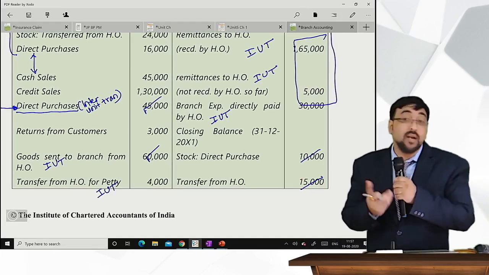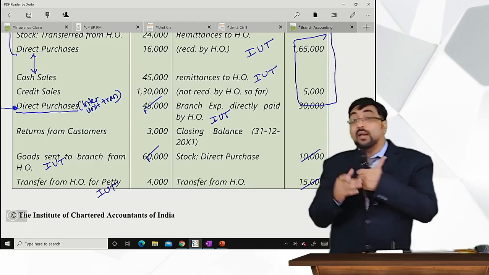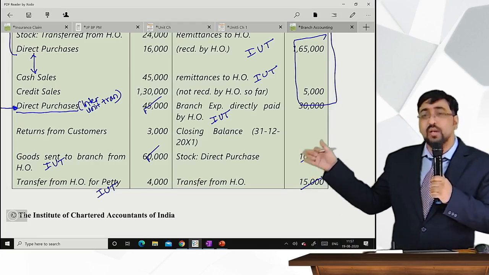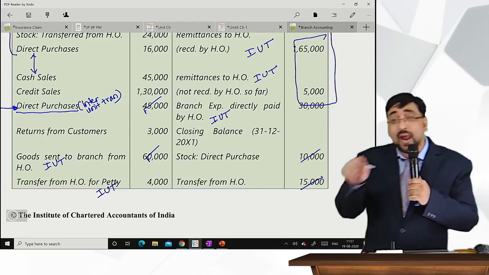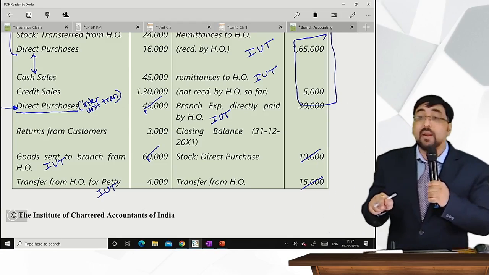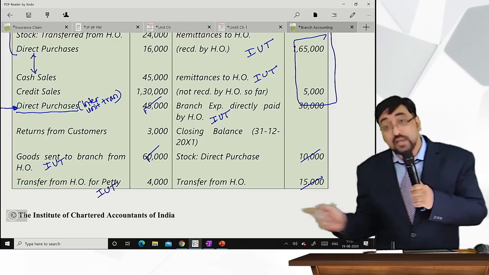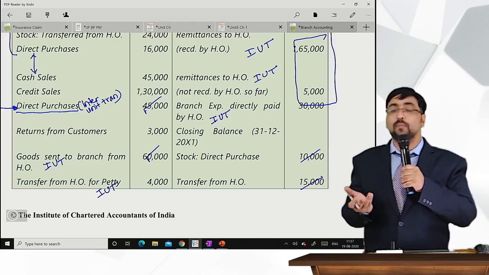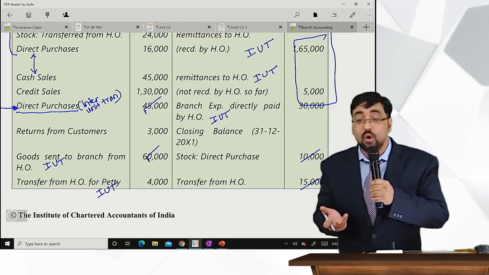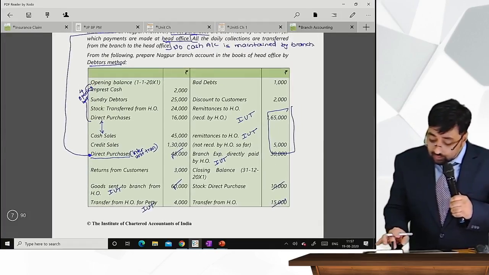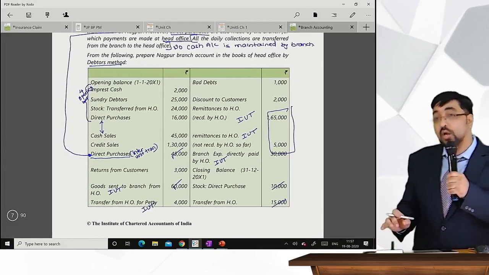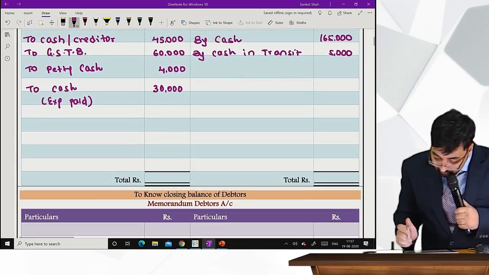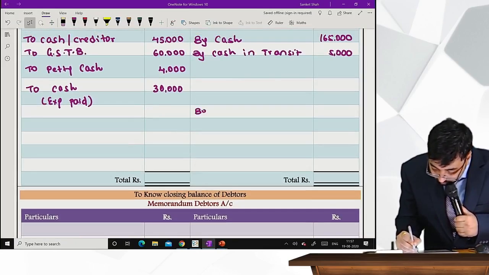Sir, which memorandum accounts do I have to open? Number one, don't open memorandum stock because it is given in the question. Open memorandum debtors because we have to find out closing balance. Open memorandum petty cash account because again we have to find out closing balance. And memorandum cash account, no need to open it. Why? Because daily cash is remitted to head office. Okay, so after some lines, write down there by closing balance.